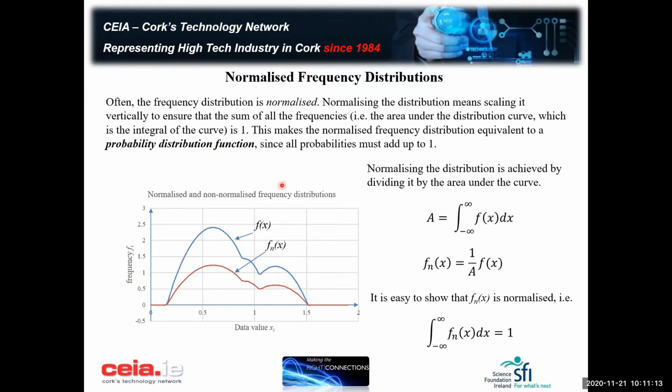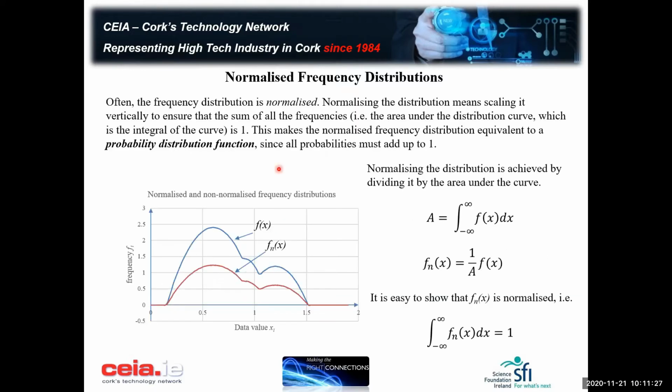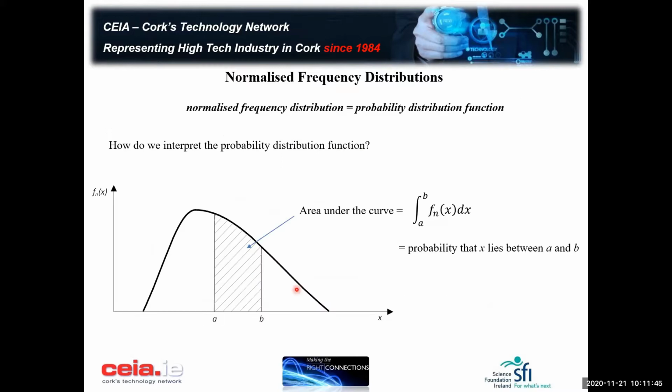Right, and the reason you do that is that a normalized frequency distribution is a probability distribution function. The reason being that, if you go back to the curve there, all the probabilities of any event must add up to 1. So if you normalize the frequency distribution so that all possible values add up to 1, then it's equivalent to a probability distribution.